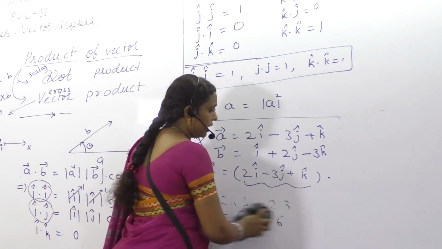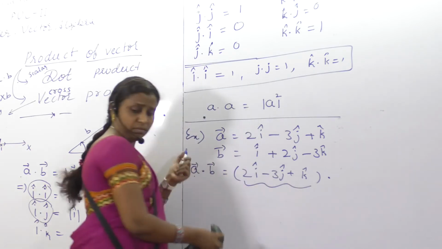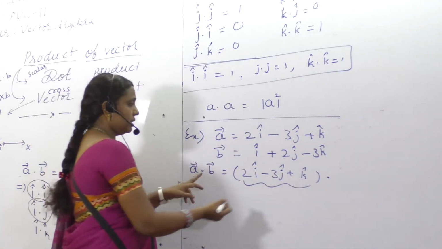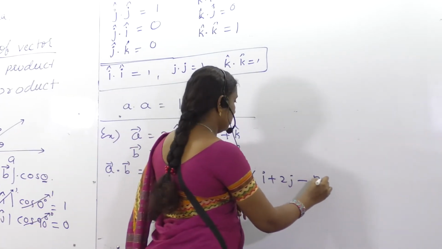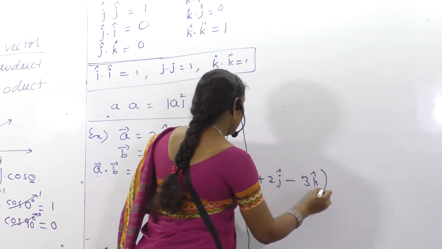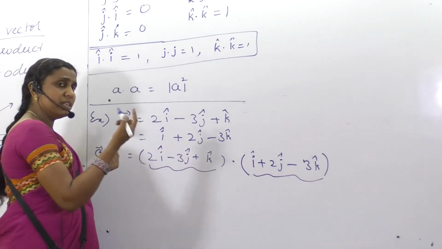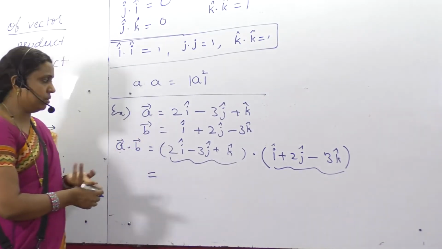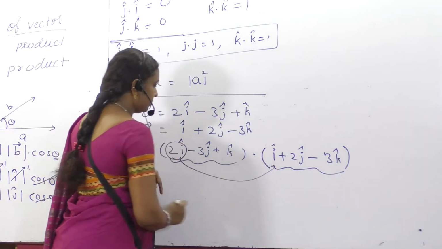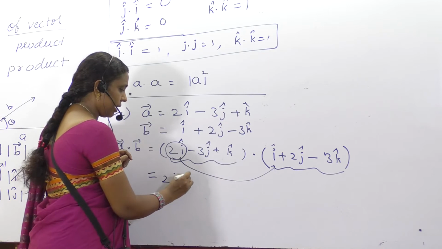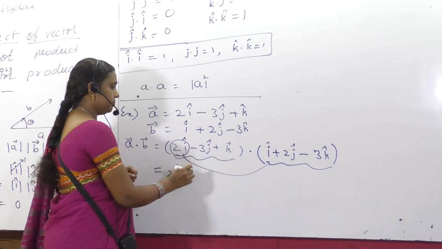In vector algebra, dot is different, cross is different. Please do remember. You are not supposed to write anything for any of the operations on vectors. If dot product is asked, this is A dot B, with the given vectors. Now as usual, this is A, this is B. You just go on multiplying. Open the bracket with the known concept. See, 2i dot i. Okay.